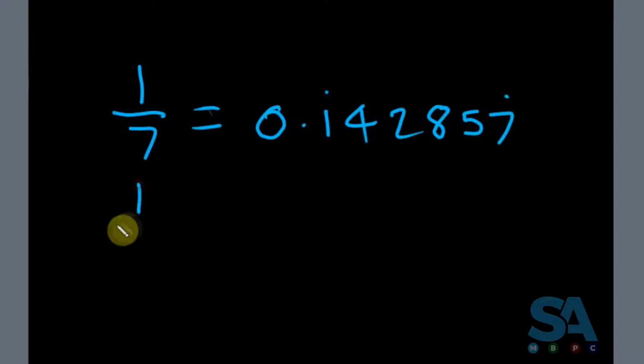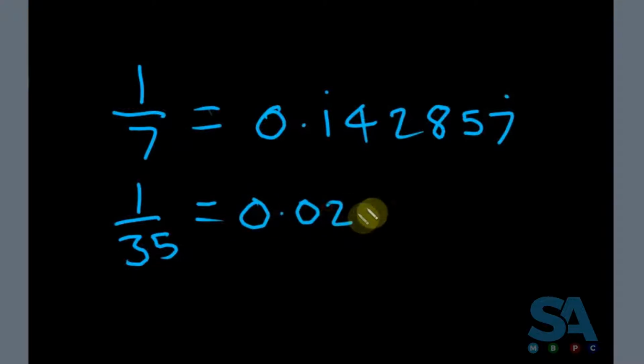If we look at 1/35, the denominator here, 35, has prime factors of 7 and 5. But because the prime factors aren't only 2's or 5's, as there's a 7, the equivalent decimal will also be a recurring decimal. In this case, 0.02857114.